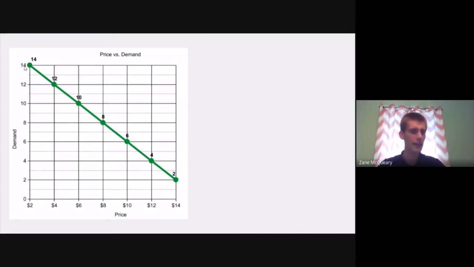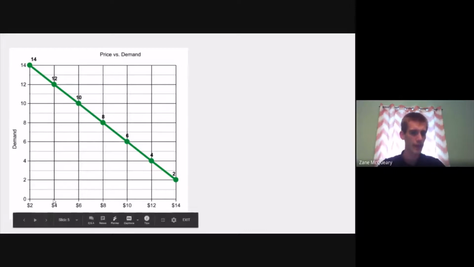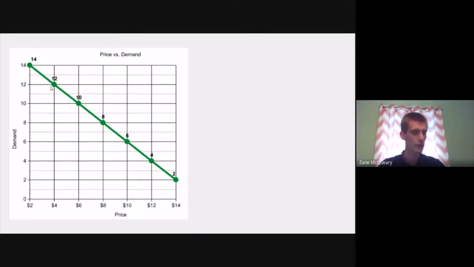In this case, each little tick mark here is 1. But on this axis, each one is 2. So in this case, we are going down 2, and we're going over 2. Over and over and over again. So our slope is -2 divided by 2, or -1.